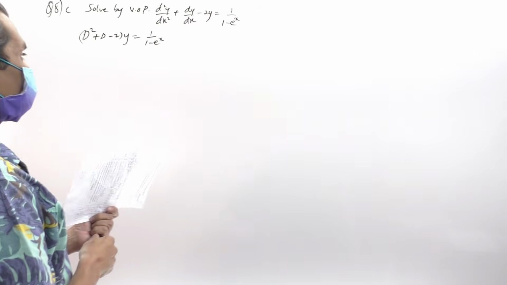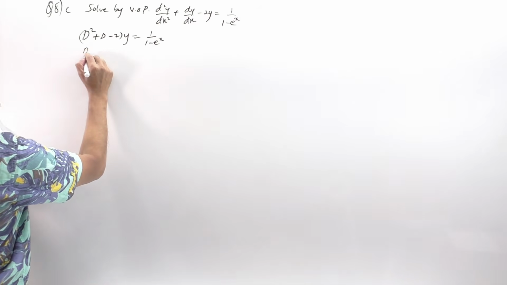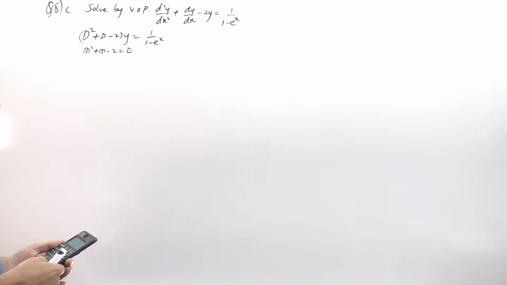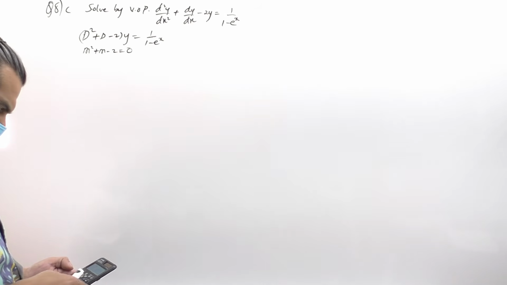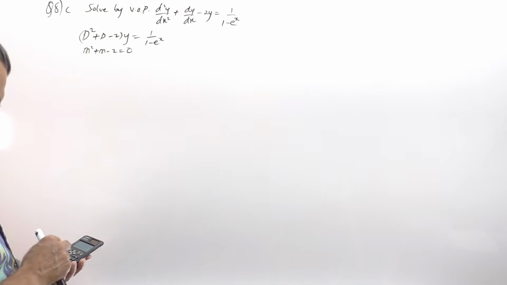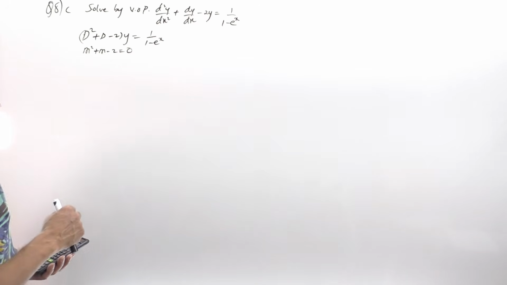As we solved previous problems on variation of parameters, roots are very important. So let's find the roots here. m square plus m minus 2 is equal to 0. If roots are wrong and the CF is wrong, then the whole solution will be 0.